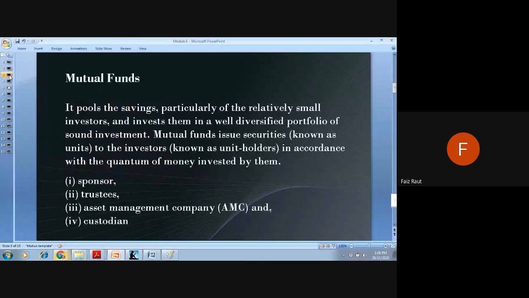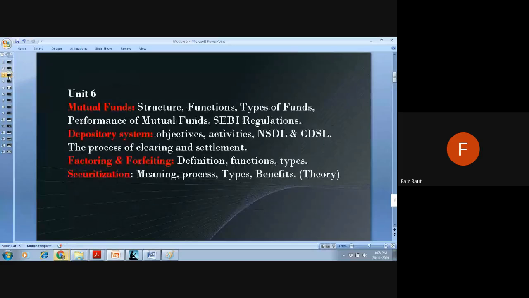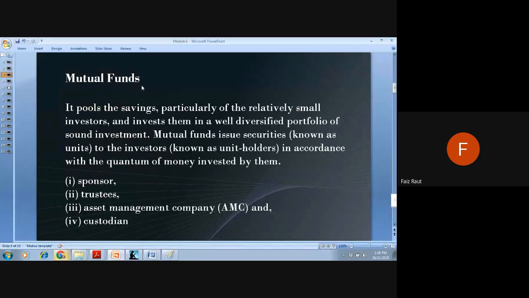Any doubts on it? So, mutual funds. You might have seen many definitions. It pools the savings, particularly of relatively small investors, and invests them in a well-diversified portfolio of sound investments. A mutual fund issues securities known as units to the investors, known as unit holders, in accordance with the quantum of money invested in them. And these are the 4 important intermediaries in mutual funds.